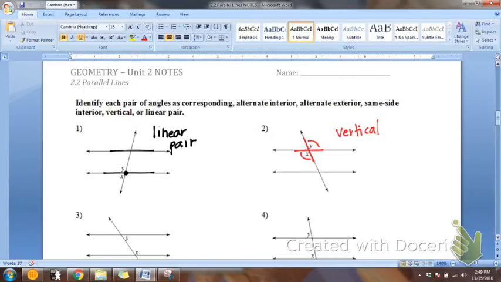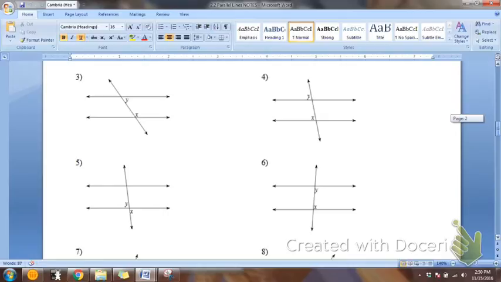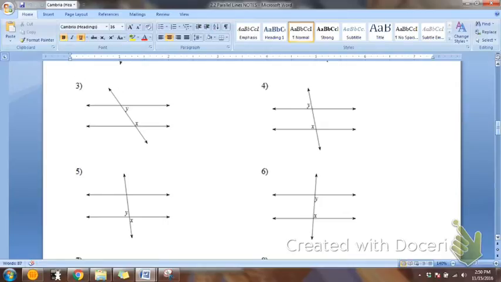All right, let's look at number 3. I want you to try 3 and 4 on your own. You can look back. Look at the type of angles they are. I want you to try 3 and 4 on your own, please. Look back at the ones we've already done. Look at our examples. Your option choices are at the top in the directions.